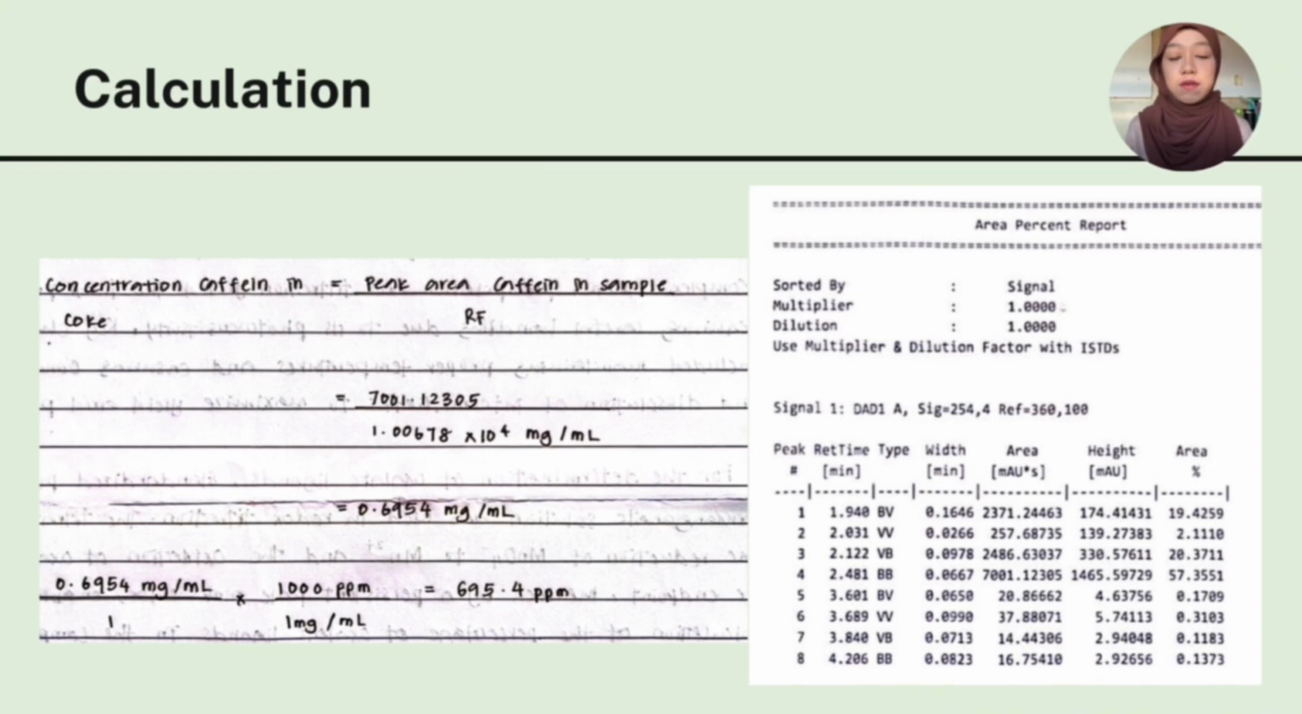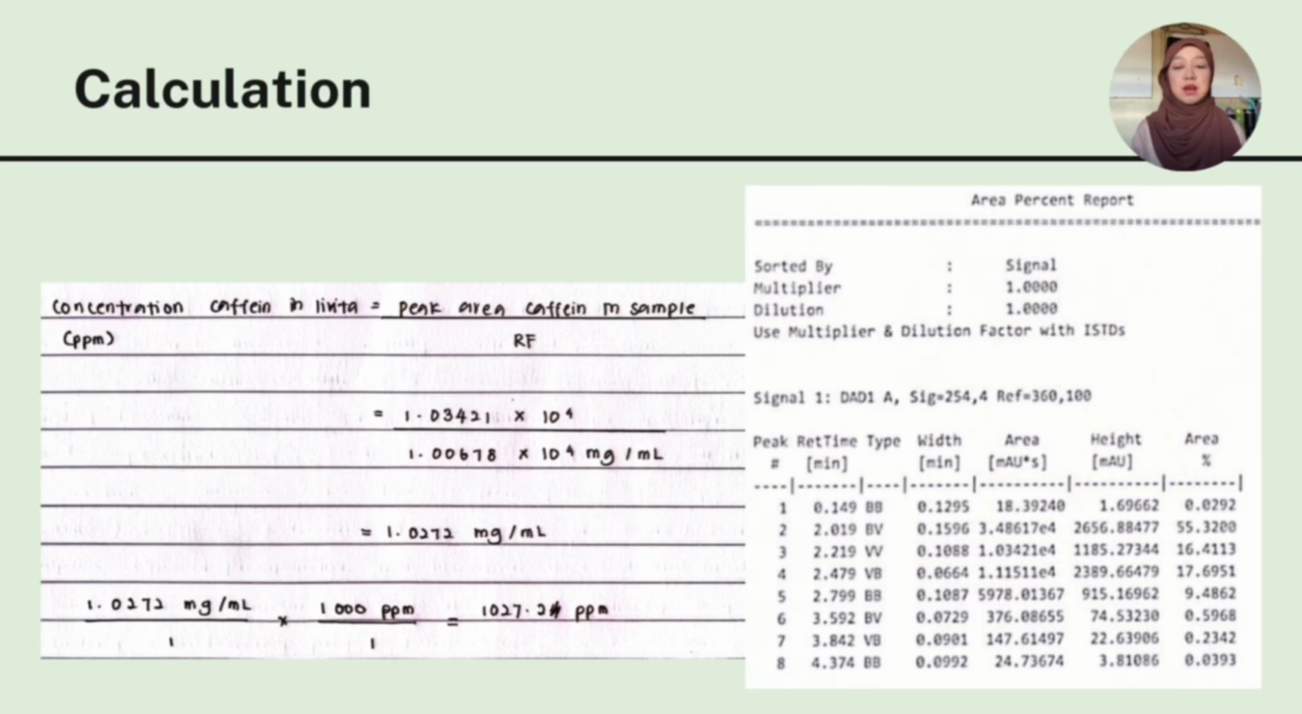To calculate the concentration of caffeine in Coke, we take the peak area of caffeine in the sample over RF. Based on the graph, we choose 7,001.12305 over 1.00678 times 10 to the power of 4 milligram per milliliter, and we get 0.6954 milligram per milliliter. But we have to change the milligram per milliliter to ppm. So we calculate 0.6954 milligram per milliliter over 1 times 1000 ppm over 1 milligram per milliliter, and we get 6,095.4 ppm.